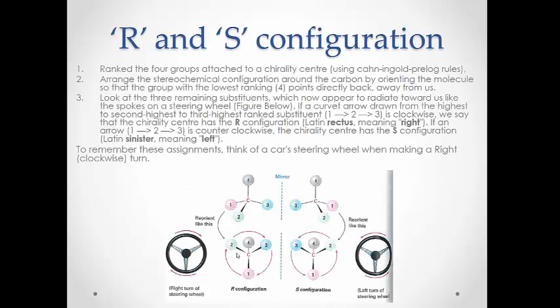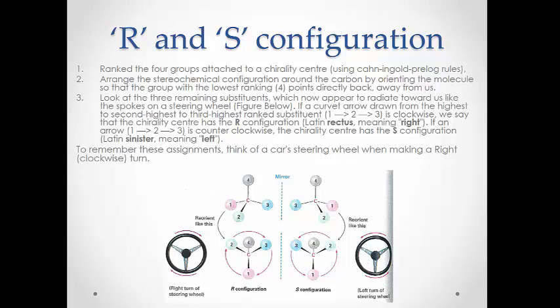So chiral carbons can have R or S conformation. How you work out if it's an R or S carbon is you look at the priorities of the groups attached. You put them in order, so highest, second highest, third highest, and the lowest priority. You rotate the molecule so that the lowest priority is going into the page. Okay, so into the page, so it's away from you.